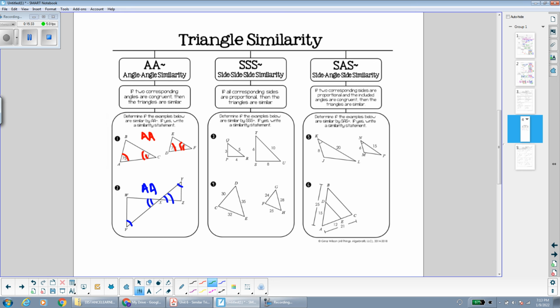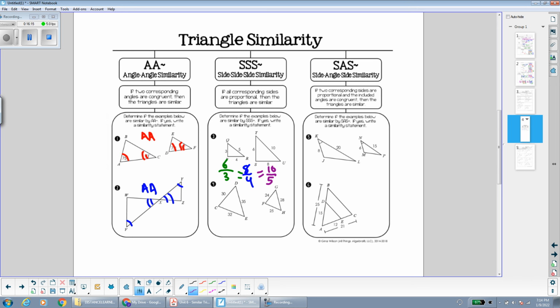Our second way of proving triangles similar is SSS, or side-side-side similarity. That means if all of the corresponding sides are proportional by the same scale factor, then the triangles are similar to each other. Using number 3 over here, if I take a side from the big triangle, 6, over the corresponding side from the small triangle, 3, and I take a side from the big triangle, let's go with 8, over the corresponding side from the small triangle, 4. And then finally, the last side from the big triangle, 10, over its corresponding side from the small triangle, 4.